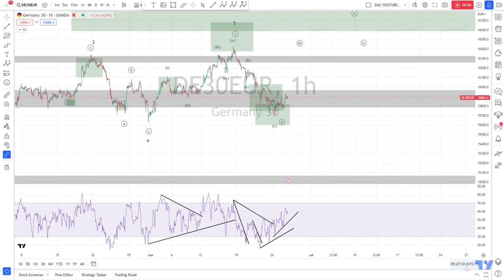Time is around 5:30 GMT, and we will have a look at the DAX futures on the Oanda platform. As you can see, not much happened yesterday. We are still hanging around here. We are at the area from where we can expect a reaction.